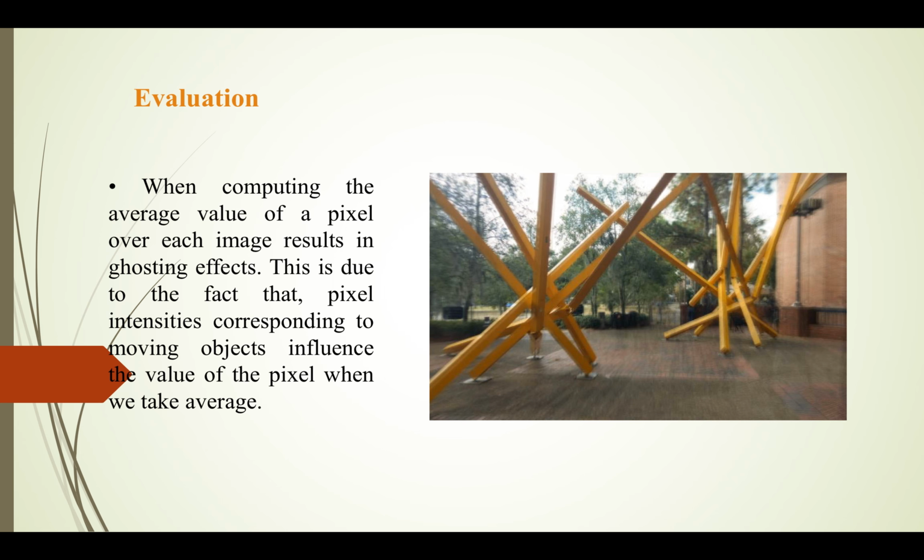Finally, I evaluated the outcomes of the different approaches I took. The first approach is computing the average value of pixels. This would result in a ghosting effect. This is because pixel intensities corresponding to moving objects influence the value of the pixel when we take the average.